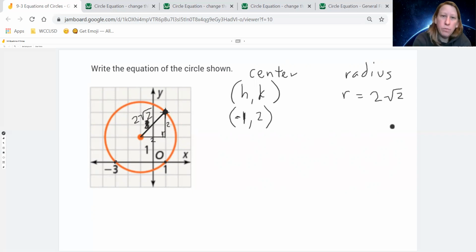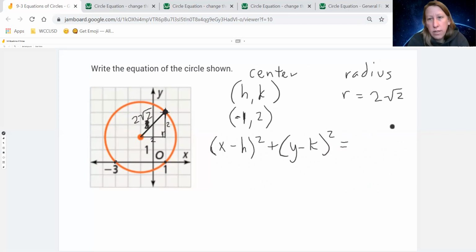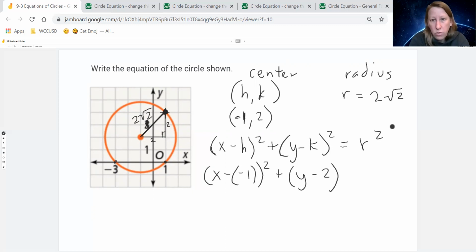All right, I have my information. I'm going to carefully shove it in. So we got x minus h quantity squared, and we have y minus k, that quantity squared, and that's going to equal r squared. Okay, I'm going to do x minus -1 squared, and y minus 2 squared, and 2 square roots of 2 squared. That's a lot of 2's.